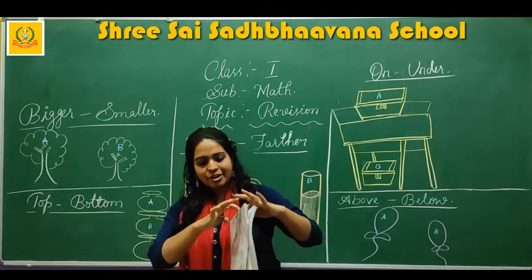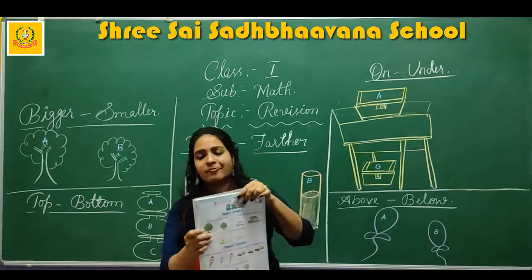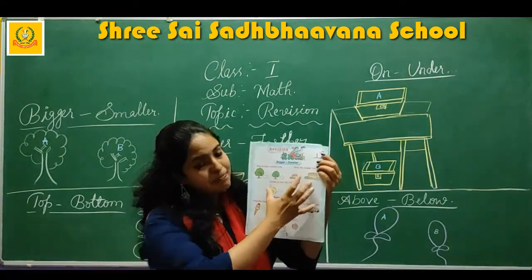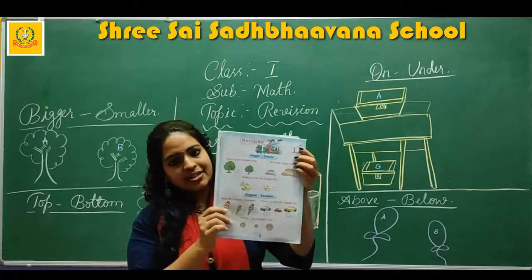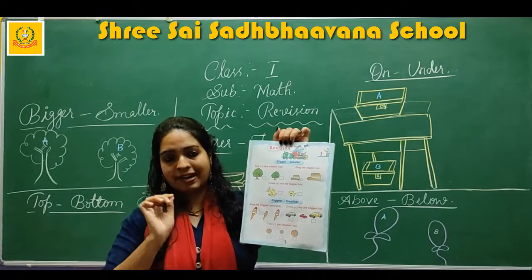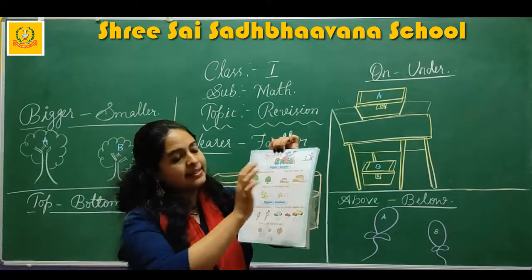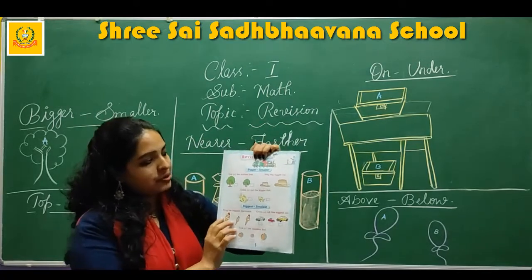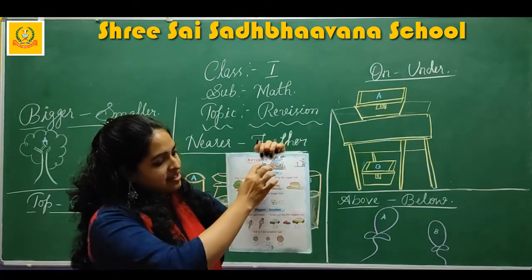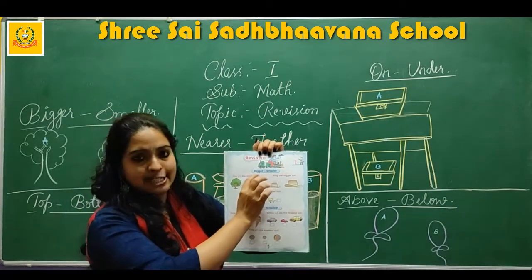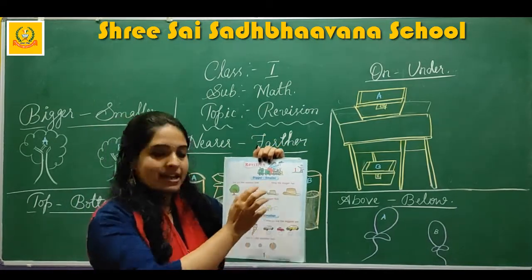So in your textbook you have some work. Open page number 5. Can you see some pictures here, children? What you have to do? You have to put a tick to the bigger one and the smaller one. I will read it for you. See the first one, revision. Below that, the heading given is bigger and smaller.